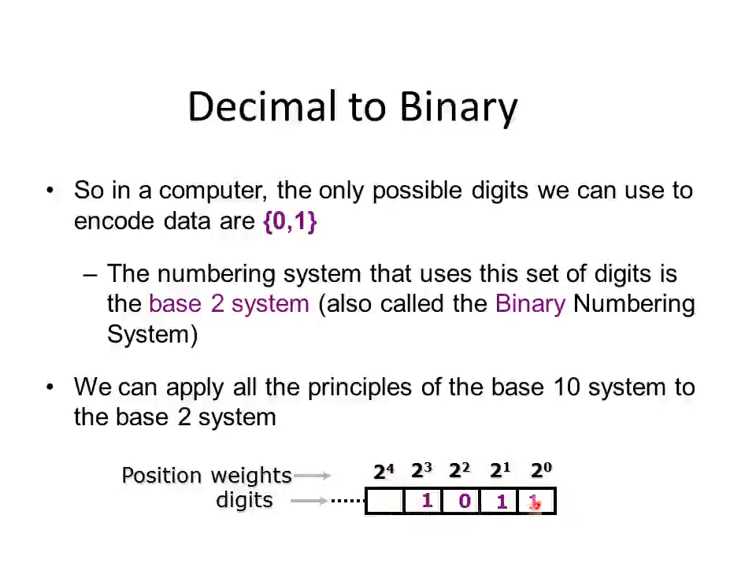Now this one is the least significant bit, its position value is 2 to the power 0. The next one is 2 to the power 1, the next 0 is 2 to the power 2, the next one is 2 to the power 3. In this way we assign the position weights to the binary digits.